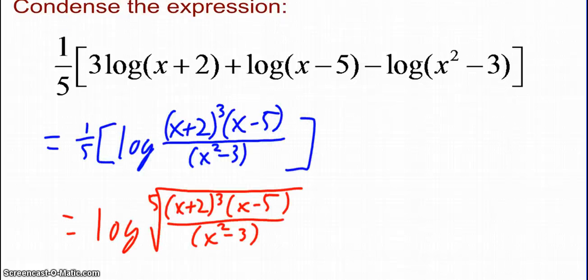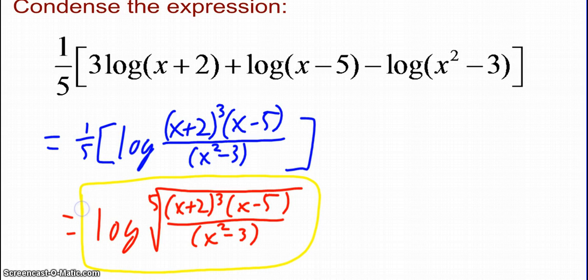Alright, so first I brought up the 3 on the x plus 2, and then I combined these two logs were addition, so I combined that using multiplication. This was subtraction, so I combined that with division. Now the 1/5 out in front, then last I brought that up as an exponent and turned it into a fifth root. So our final answer is log of the fifth root of the quantity x plus 2 cubed times the quantity x minus 5 over the quantity x squared minus 3.